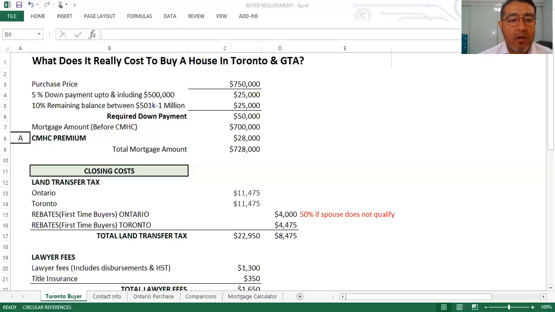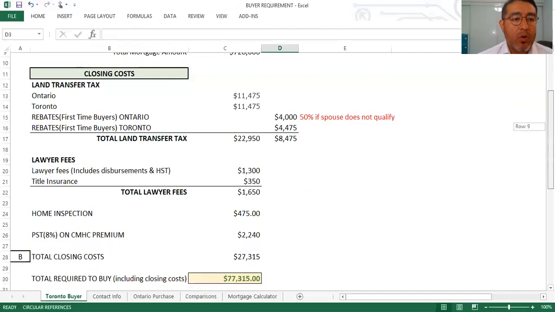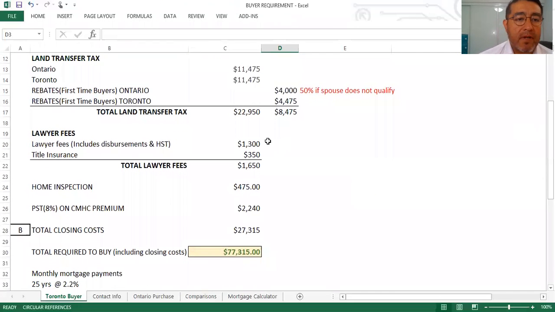Moving down, some other closing cost expenses would be the lawyer's fees, and the lawyer's fees are typically broken down with disbursements and the HST tax, which is about $1,300. Now, disbursements usually are out-of-pocket expenses that a lawyer would have, things like tax searches, land title registration fees, photocopies, couriers, stamps, things like that. Any out-of-pocket expense that the lawyer is going to pass on to you, those are known as the disbursements, would give you the total lawyer's fee.